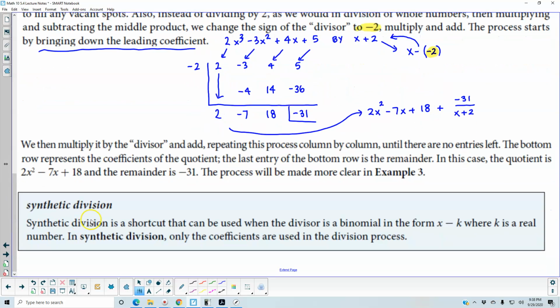Now, synthetic division is a shortcut that can be used when the divisor is a binomial in the form of x minus k, where k is a real number. In synthetic division, only the coefficients are used in a division process. Now again, if you notice here, it says in the form of x minus k. If you have something in the form of 2x minus k, that doesn't work. It's got to be in the form of x, meaning that the leading coefficient has to be a 1 there.